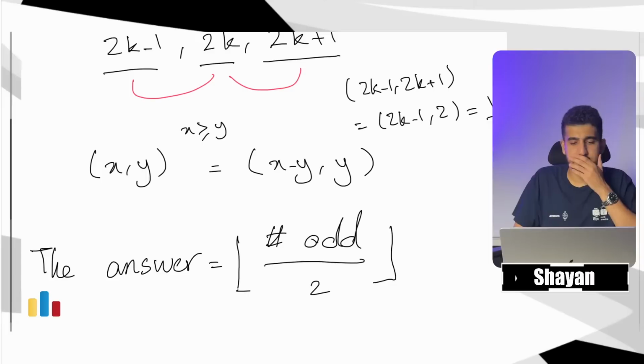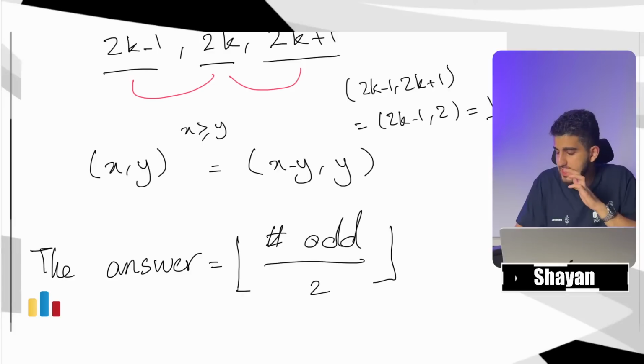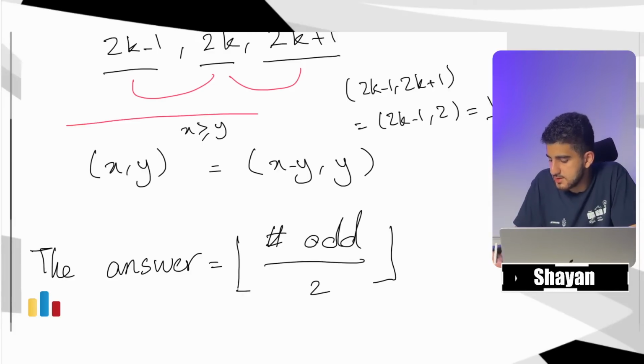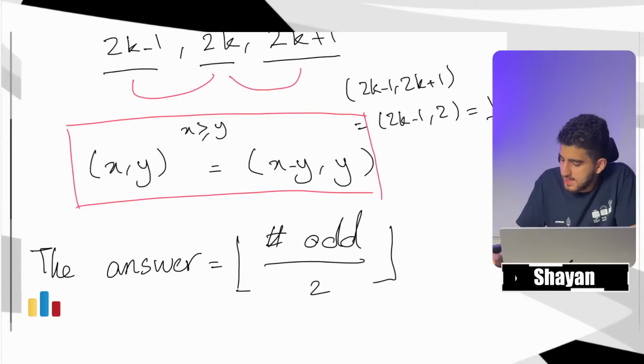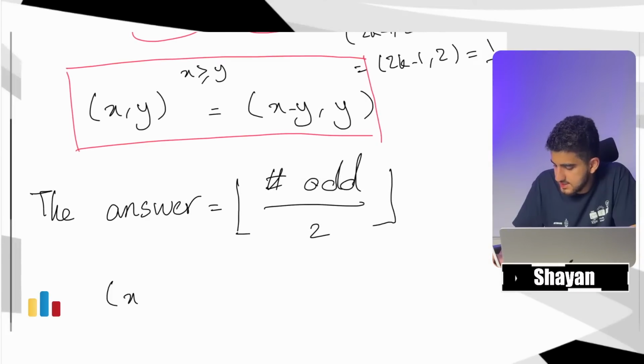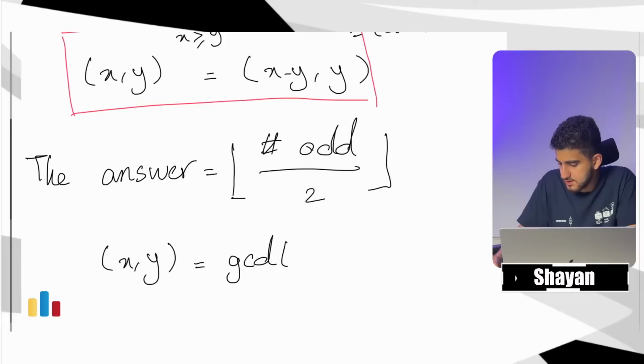Does this make sense? Is it clear? What is x and y? X and y are 2 arbitrary numbers. I'm just saying a general fact. I'm saying that for two arbitrary numbers like x and y, GCD of x and y. And this notation, when we write x and y like this, means GCD. I mean, this is GCD of x and y.